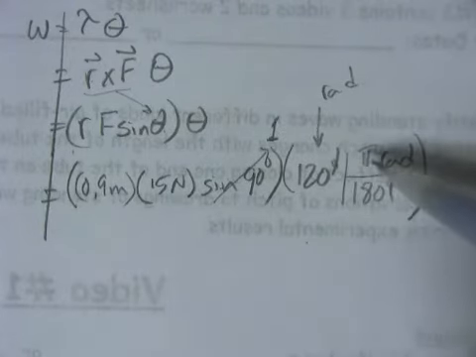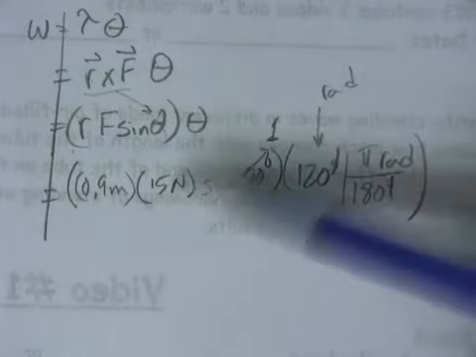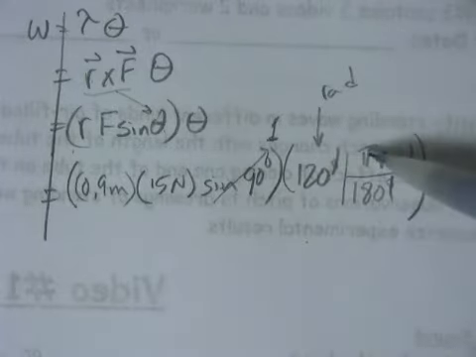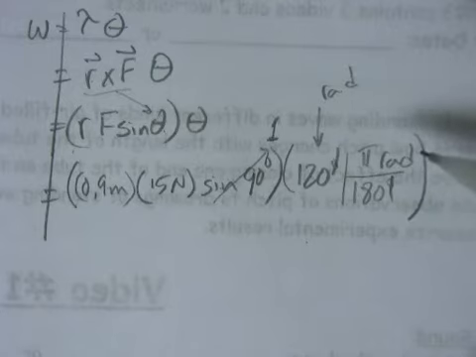And then times 120 times the pi, divide by 180, I should be in business. I'll do that one more time. 0.9 times 15 times 120 times pi, all divided by 180. And that should work out for me real well.